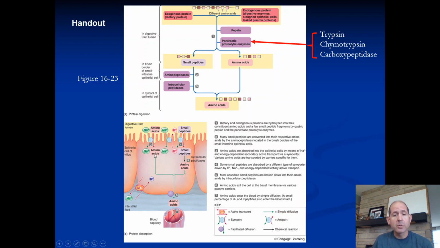Most amino acid absorption is going to be through secondary or tertiary active transport, being co-transported with either sodium or with hydrogen ions in the case of some of our small peptides. Because of that, we need to maintain low sodium concentrations and low hydrogen ion concentrations inside these cells. And then the amino acids can enter our capillaries.